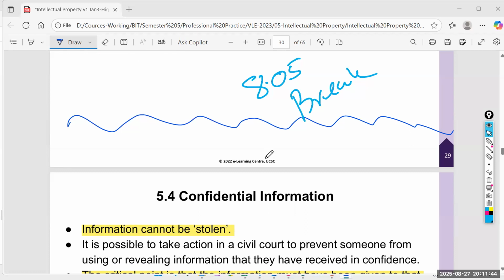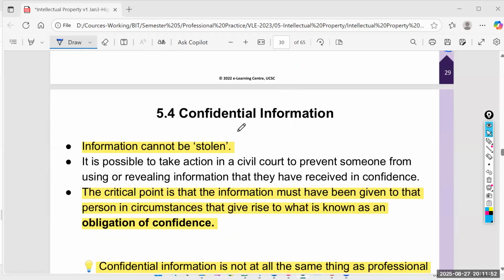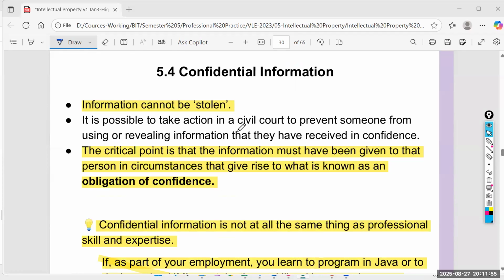Okay, so let's continue. Now we move on to confidential information. These are not copyrights. Copyright is something you can copy and resell, like a novel, or your software, which you also give to others. But confidential information is not like that. These are secrets, business secrets, technically valuable, business-wise valuable.